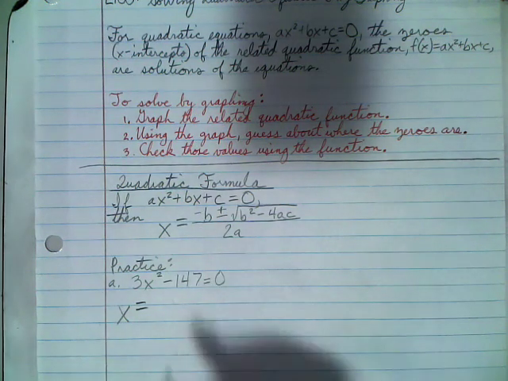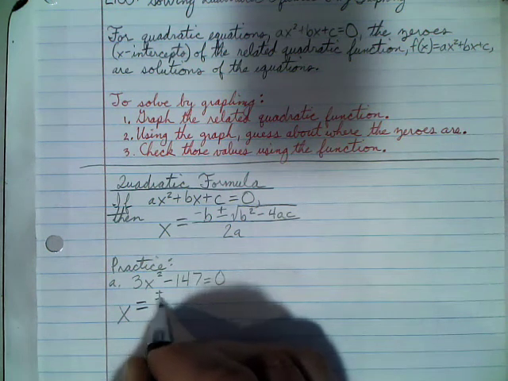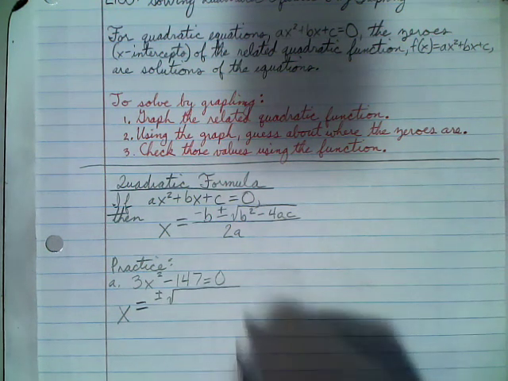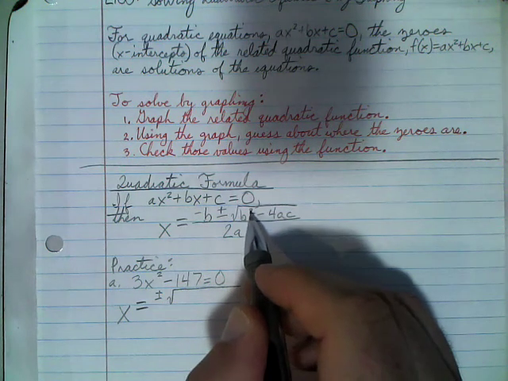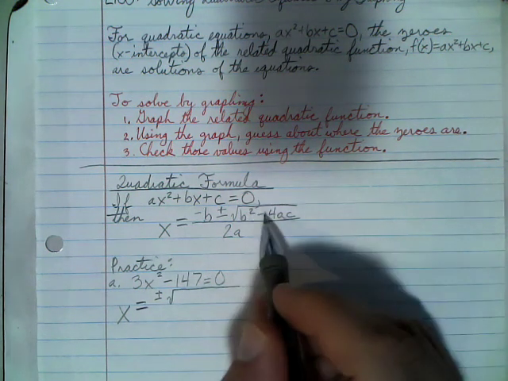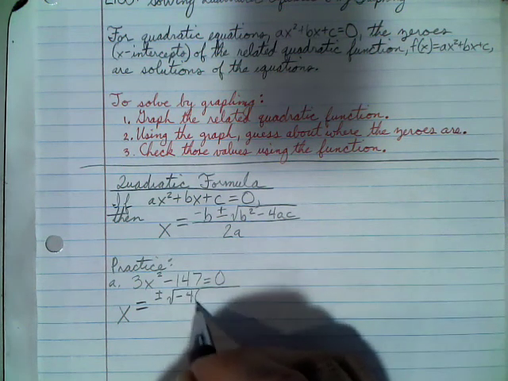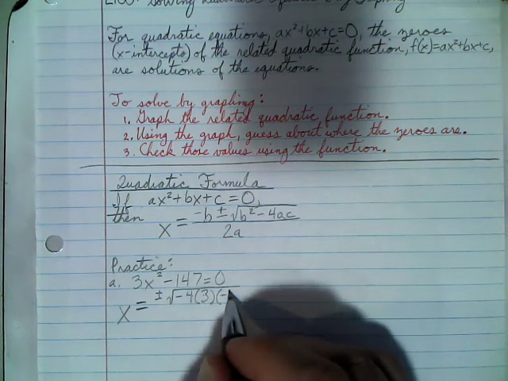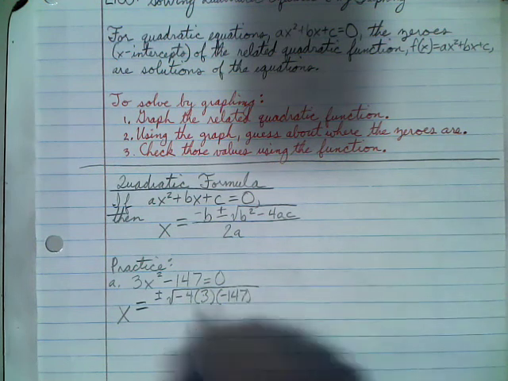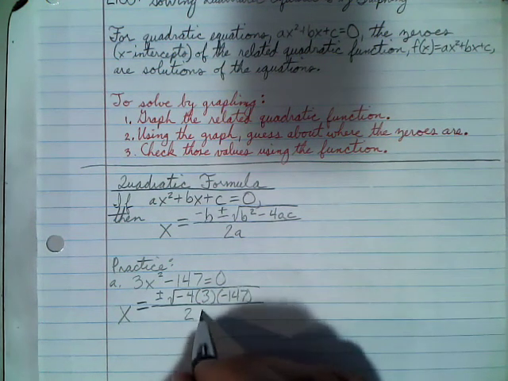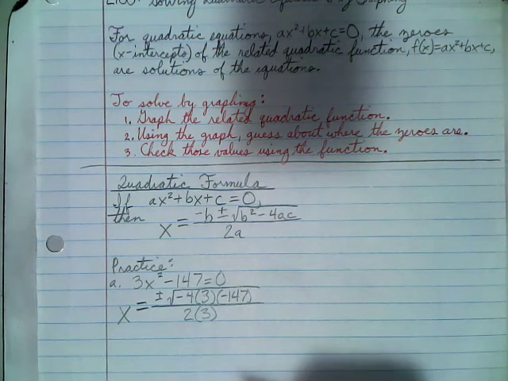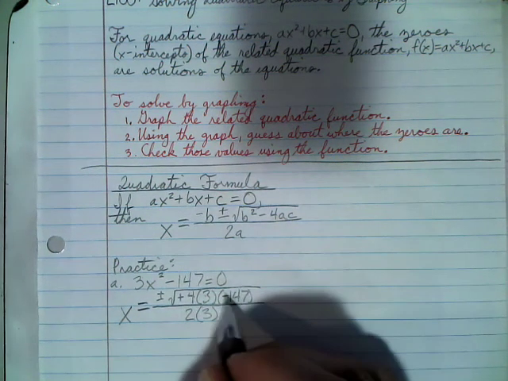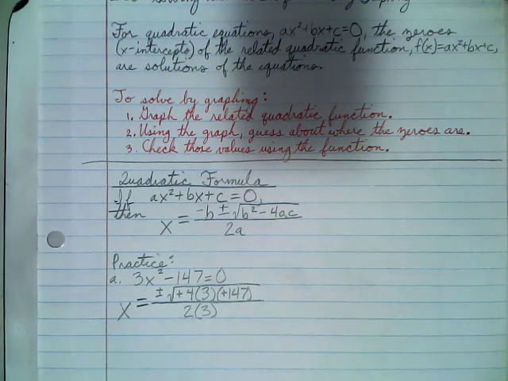And we don't really need a negative 0, so we can actually just leave that off. But we will have a plus minus the square root. Now here I'm going to have 0 squared, which again we don't really need since it's 0. So we'll just have a negative 4 times a, so that's 3, times c, which is negative 147. And then all of that will be over 2a. Now, in the radical, the two negatives will cancel each other out. That's good news. That means we're going to have an actual positive answer. And now we just work on simplifying.